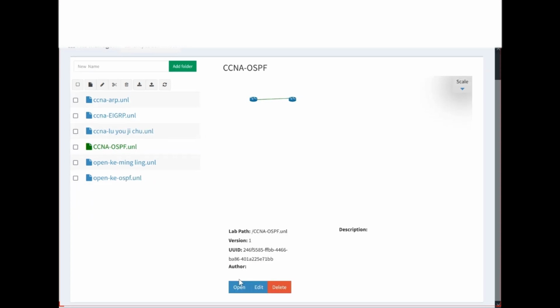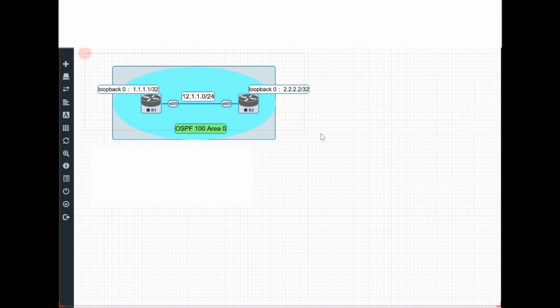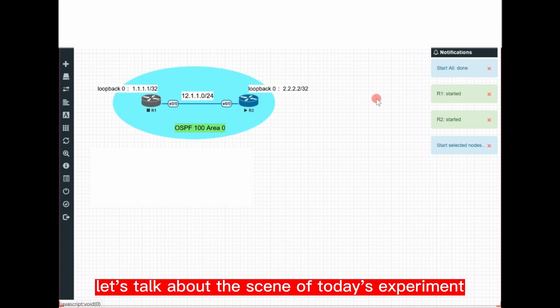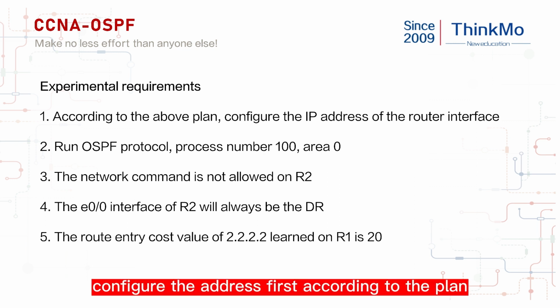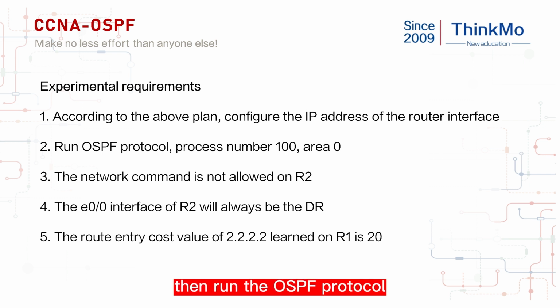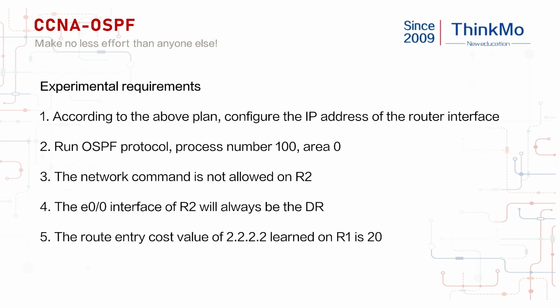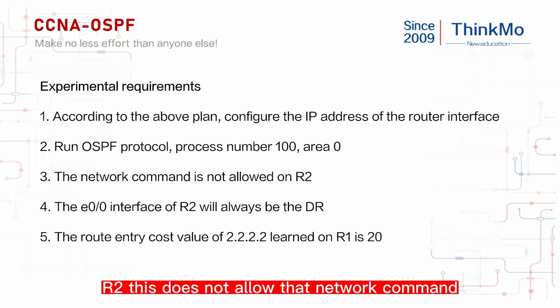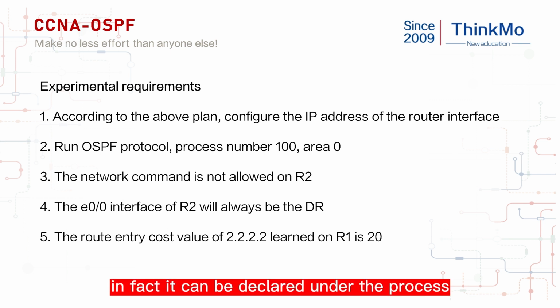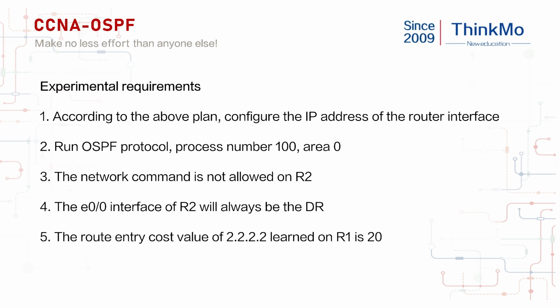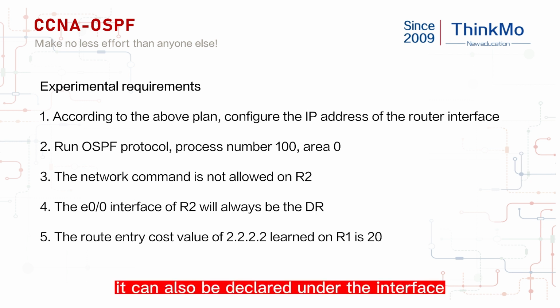Next we configure. Let's turn the device on. When the device is turned on, let's talk about the scene of today's experiment. This is also the homework for you today. The experimental requirement is: configure the address first according to the plan, then run the OSPF protocol, then process ID and area number. R2 does not allow the network command. I just told you, in fact, it can be declared under the process. It can also be declared under the interface.